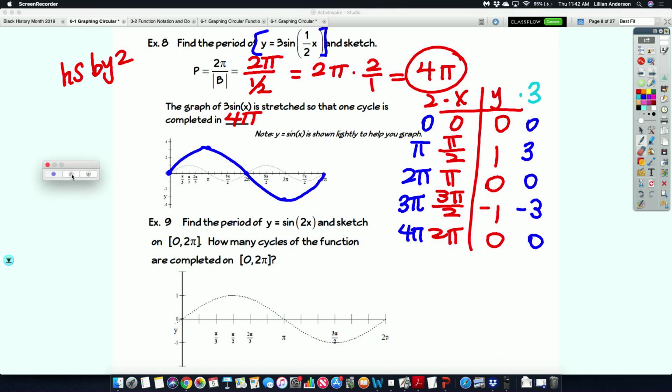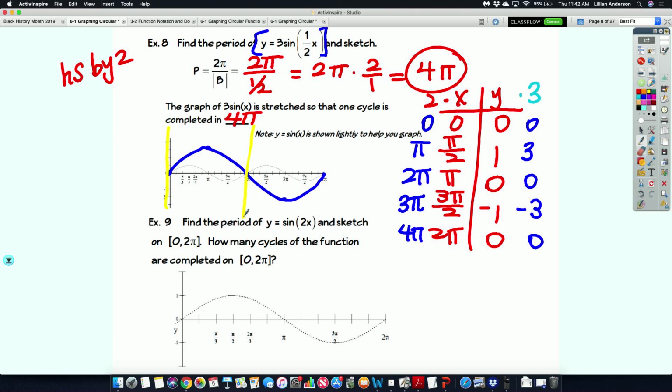Since b was 1/2, that little extra note that I put on the other slide lets you know that half of one cycle occurs between 0 and 2 pi. When I look between 0 and 2 pi, the blue line, isn't that half of one cycle? So it lets you know how many cycles occur between 0 and 2 pi, half of a cycle.